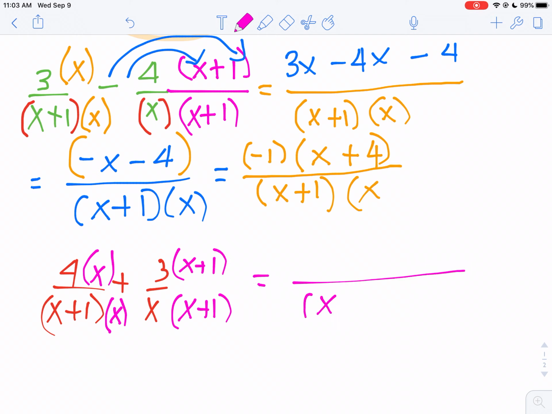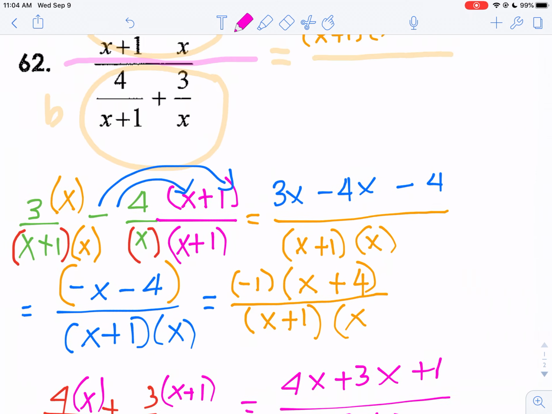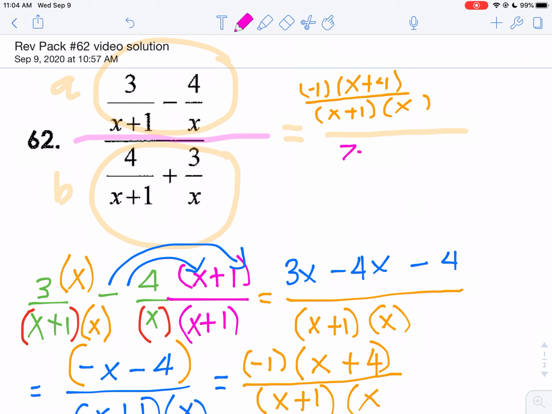You have x plus 1 times x. You have 4x plus 3 times x plus 1. Cleaning it up gives you 7x plus 1, and I'll put it in parentheses. And you have that over x plus 1 and x. All right, so I'm going to go ahead and write that down. You have a 7x plus 1, and then you have your x plus 1 and x.